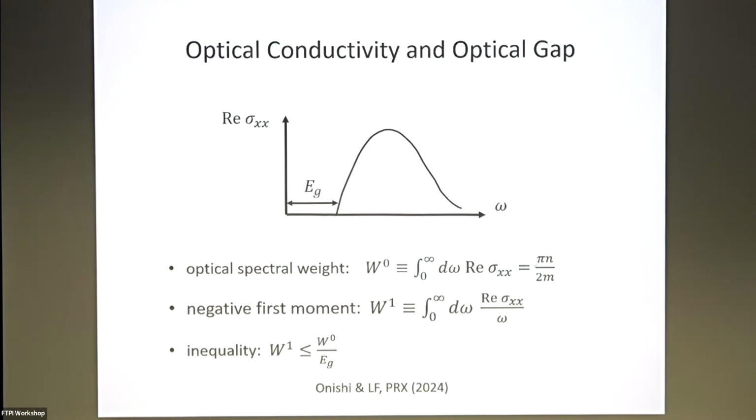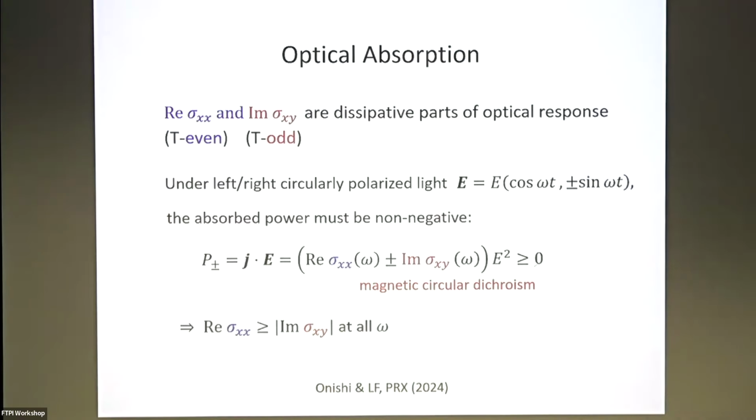That's because, again, the real part of sigma has to be non-negative. So if we replace in this integral the denominator with the smallest possible value, which is the gap, then we get an upper bound to the negative first moment, which is W0 divided by EG. So combining W1 and the full spectral weight will give us an upper bound on the energy gap. So that's the idea. Okay, so how does this work?